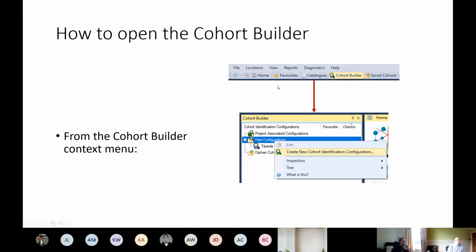I usually use the ribbon, and if I'm looking to build a cohort, I can click the cohort builder button, and you'll see the left-hand pane will change to the cohort builder, and from there you can set up a new identification configuration. You'll see in this little screenshot here the blue highlighted area, free configurations. That is as opposed to project associated configurations.